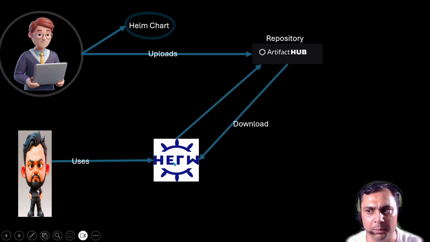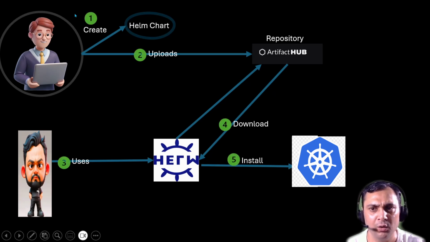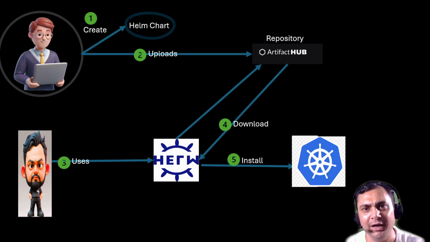After that, this Helm command will download the packages from the Artifact Hub repository and install them in the Kubernetes cluster, right? So what are the steps? First, one should create the Helm chart and then upload that Helm chart into the Artifact Hub repository. Okay. And the user will use the Helm command to download the package and install it in the Kubernetes cluster. A single command will create all the application automatically. So this is the benefit of using Helm.